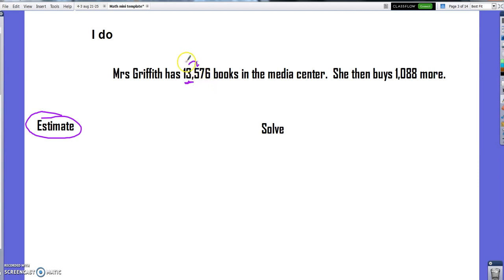And let's see, that 5 tells me I need to round my thousands up. I'm going to say that's around 14,000 books. And this number, I think I'll also round to the 1,000. That 0 tells me to round that down, keep it a 1. So that's around 1,000 books. And so I'm looking for about 15,000 books, somewhere close to that. It's not going to be my exact answer, but if I'm way far from that after I solve it, I'll know I have a bad answer.